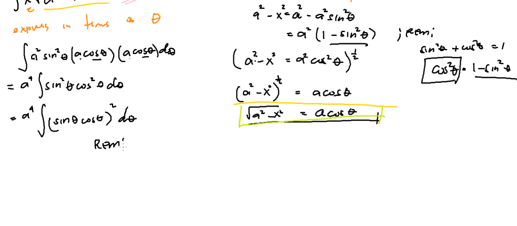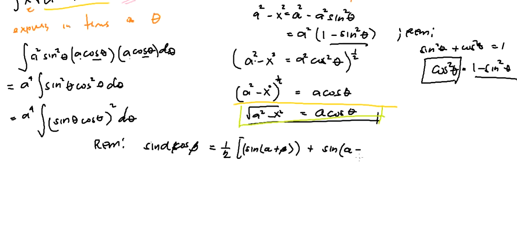remember from our product and sum formula that sine angle A cosine angle beta is equal to 1/2 times the sine of angle A plus angle beta plus sine A minus B. Right, so that is our equation for the product to sum formula, but our A here is in terms of theta, so they are both in terms of theta.